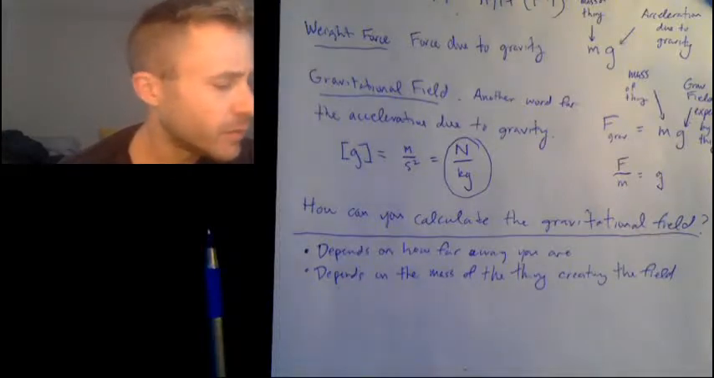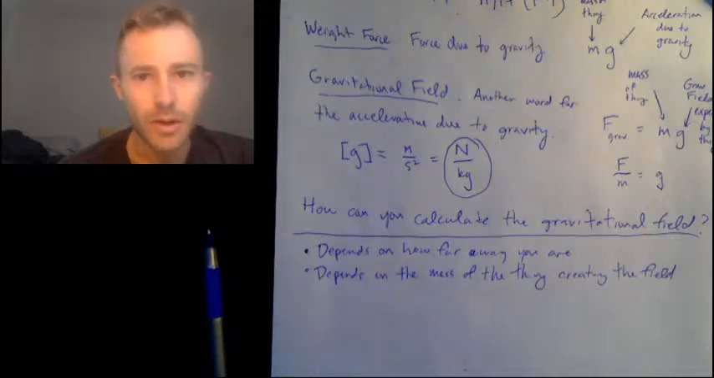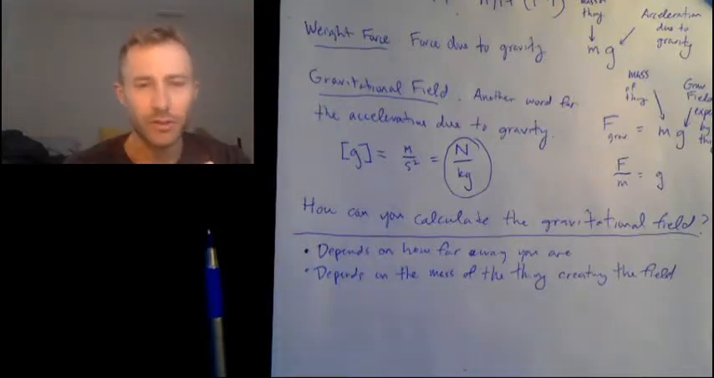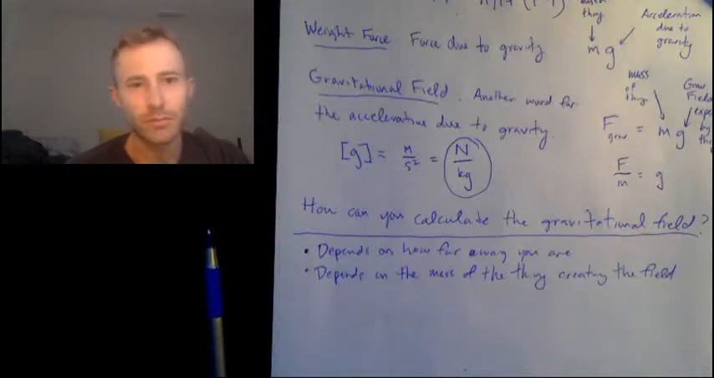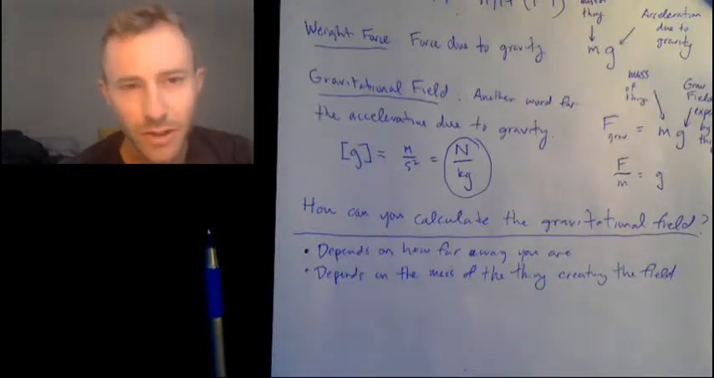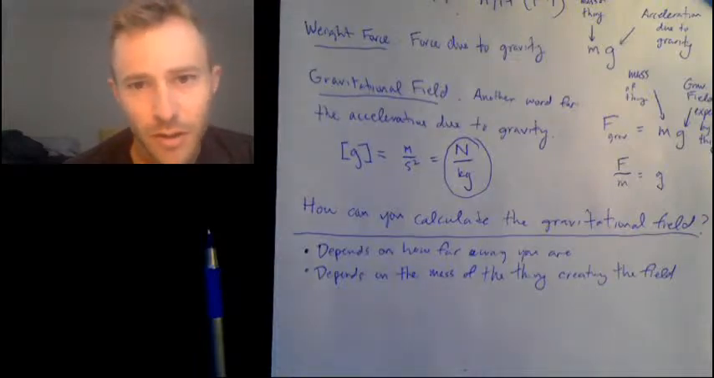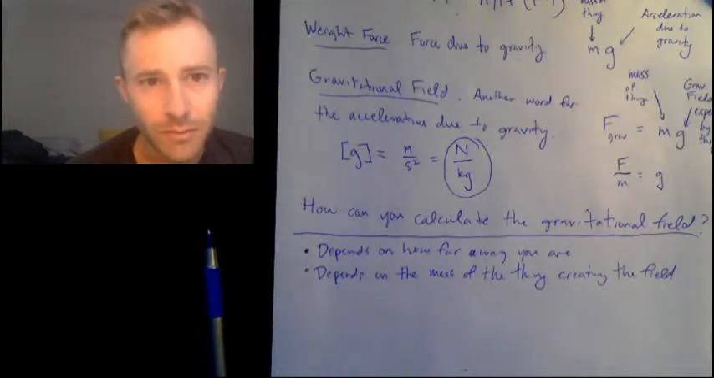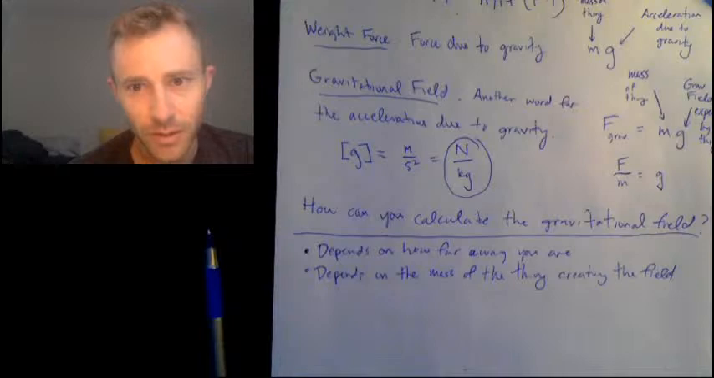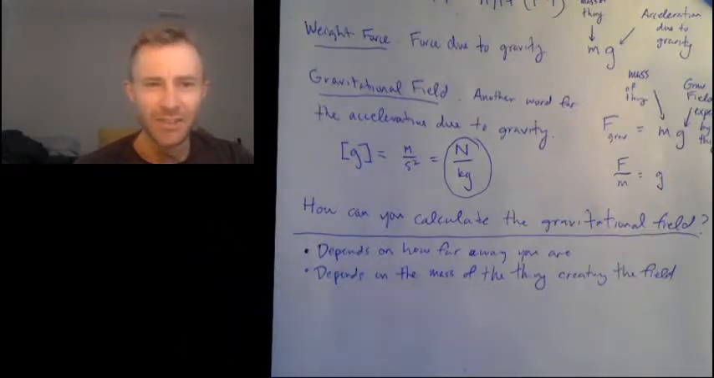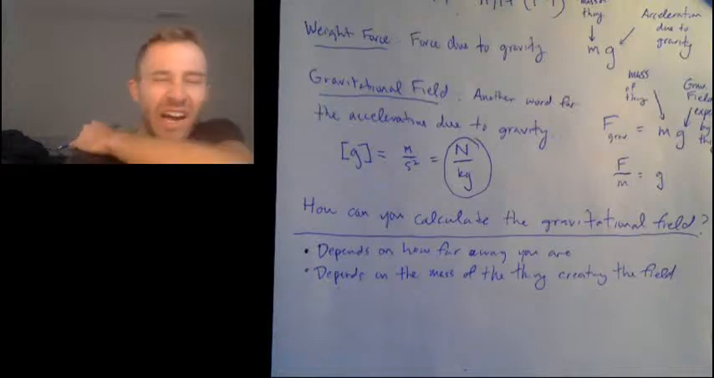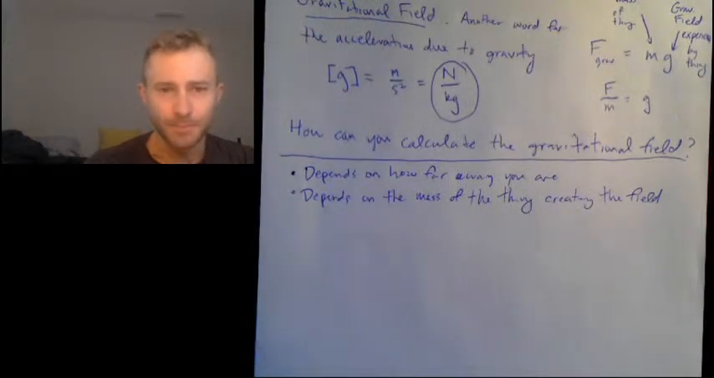So, for example, if we're in the Earth's gravitational field right now, the mass is the mass of the Earth. If you're in the sun's atmosphere, the mass would be the mass of the sun. Okay, so the more mass you have, the stronger the gravitational field is going to be.